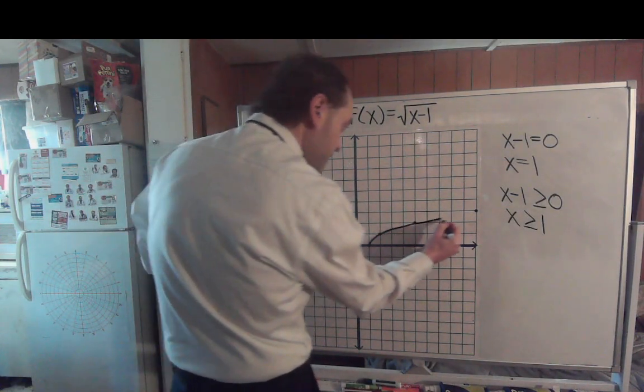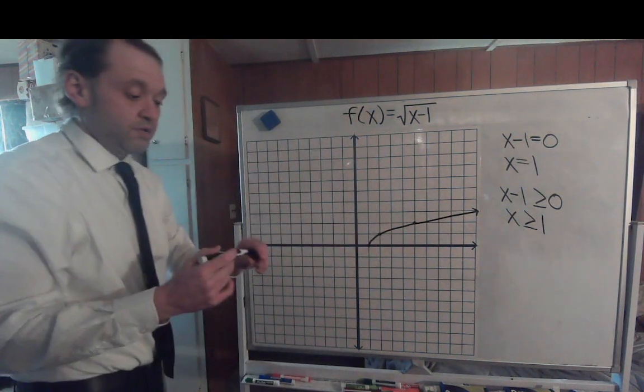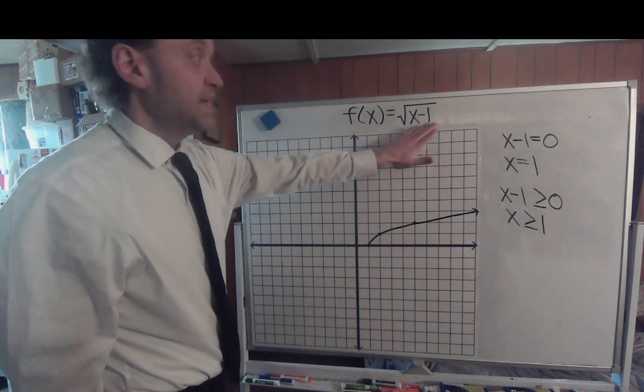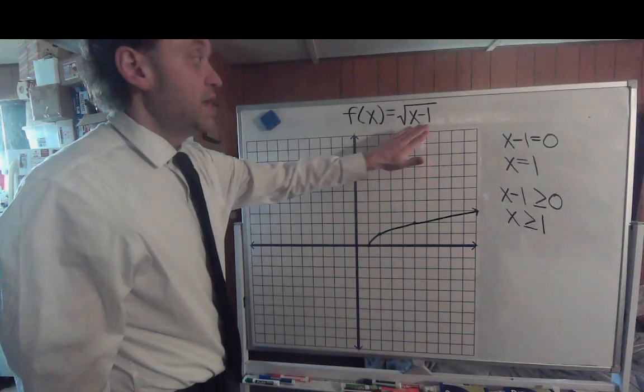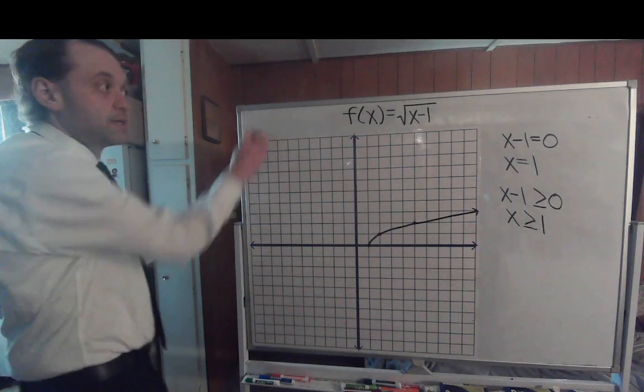And then graph this, and then you can see everything has shifted to the right 1 unit. So if you have plus or minus inside of the square root, that means you're going to do a horizontal shift, either left or right.